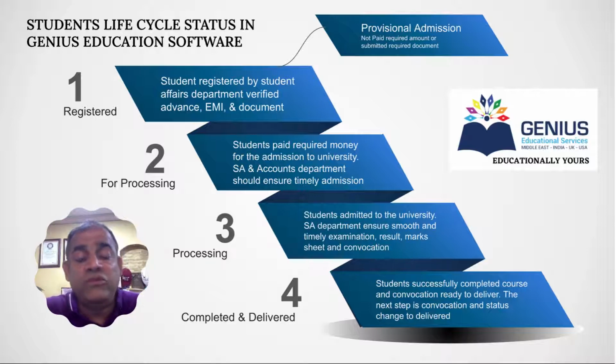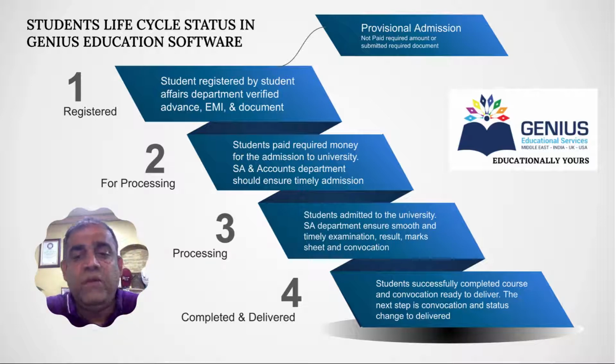It is the For Processing status. So why do we need this For Processing status? For Processing is the status of all the students who met the criteria to be admitted to the respective university we have taken. So this is what we need to ensure every month.